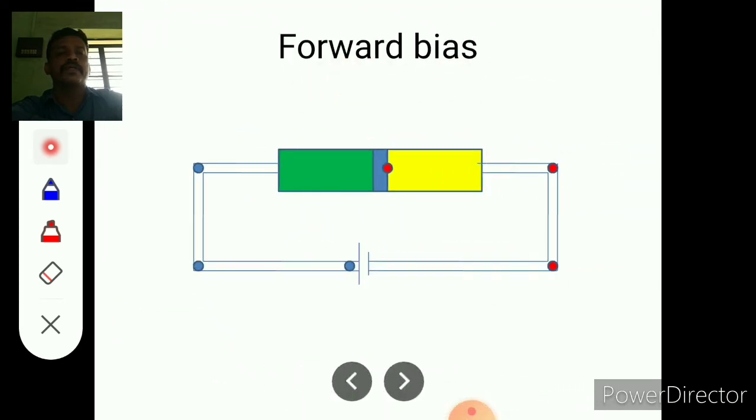Forward bias. So in this way the holes are moving in this direction, they cross the junction, they recombine with the electrons, and at the same time the electrons are moving in this direction. So in this way the current flows.